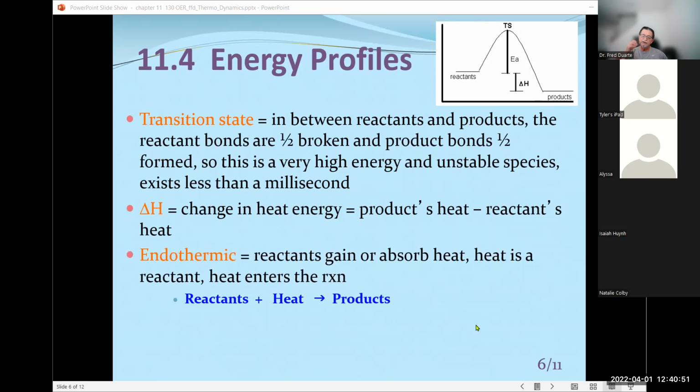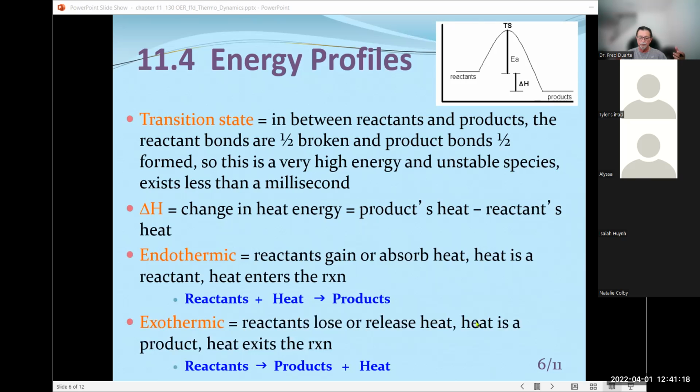Now, when it's an endothermic reaction, that means that heat / energy is a reactant, and it's to the left of the arrow, is written here. So you got reactants plus heat equals products, or gives you products. Furthermore, heat / energy enters the reaction. So this reaction, endothermic, would get cold. The container would get cold.